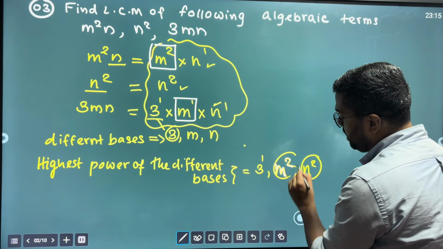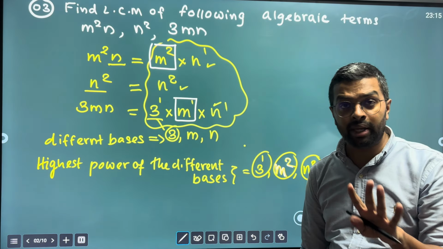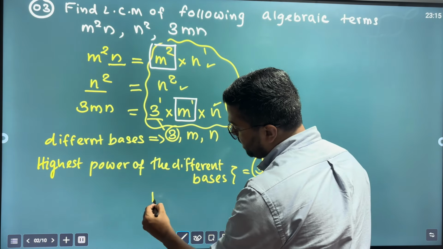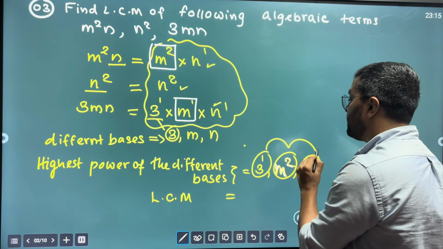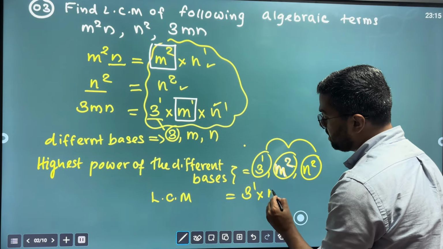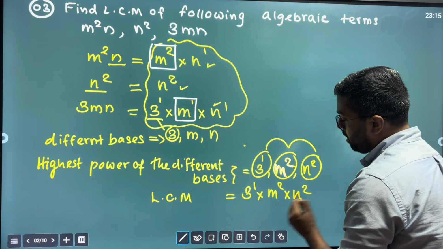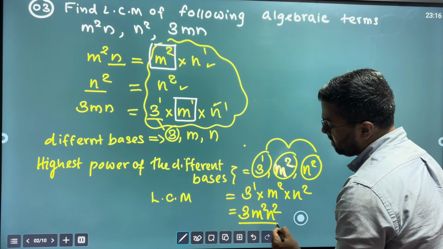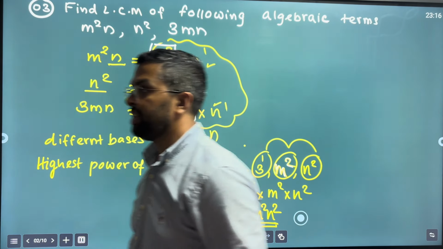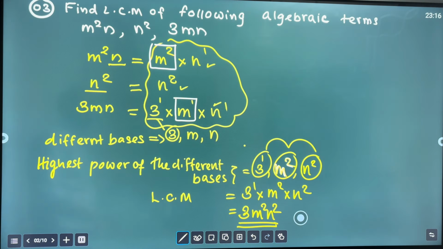Now you are selecting the highest power of the different bases. The next step is the LCM. To find the least common multiple, let's take the product of these different bases with their highest powers. So 3 to the power 1, m squared, n squared is the final answer. Your final answer is 3m squared n squared. I hope I'm clear. Yes. Question number 3. Right. Let me move on.